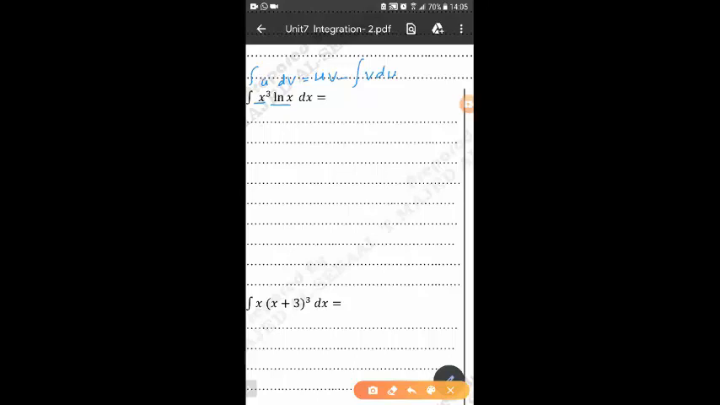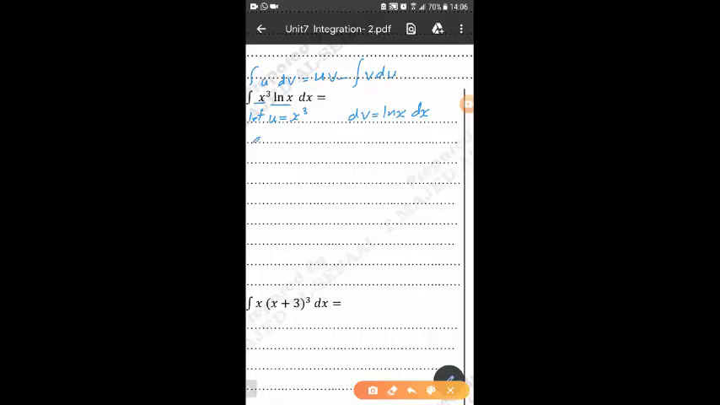Okay, I will say let u equal x to the power of 3 and dv equal ln x. I meant to do it this way, and you will know one moment later that this substitution will not work. Why? I will tell you why.